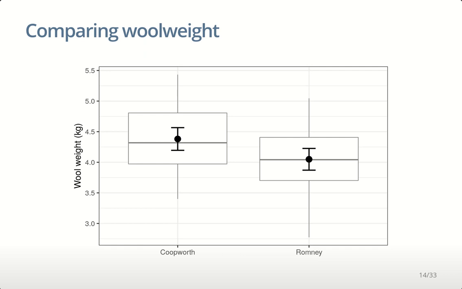So it's actually quite unlikely to be simultaneously at the low end of the Coopworths and at the high end of the Romneys at the same time in order for it to be the same number, right? It's actually much more likely that the Coopworth is higher than the Romneys. So this is actually not a particularly powerful way of comparing things.